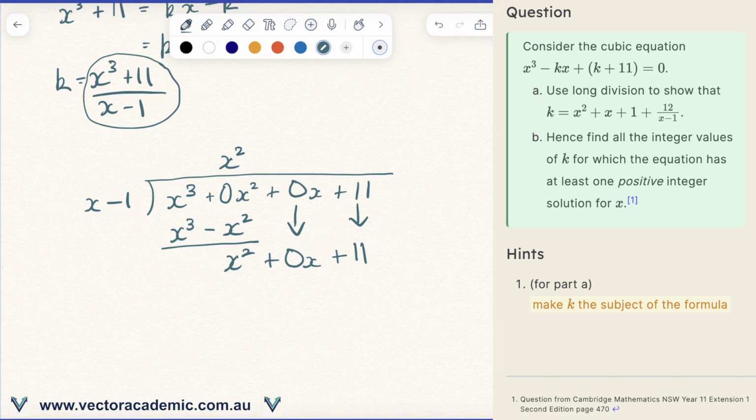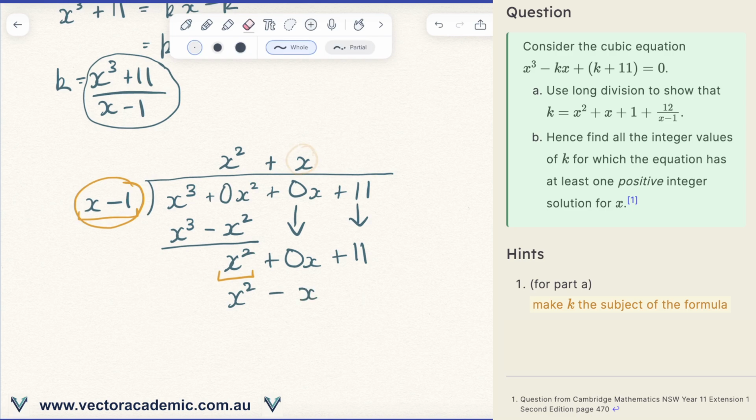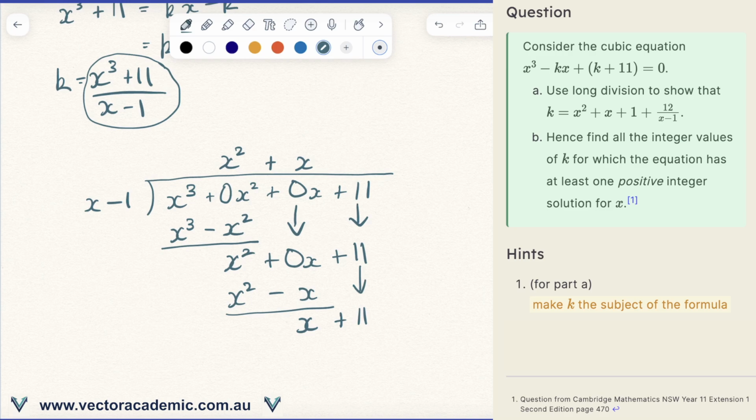And then I'm going to do the same thing. I'm going to say, what do I have to multiply x minus 1 by to get something of degree 2? And my answer is x. So here I say plus x. And now I need to multiply this x by x minus 1. So we get x squared minus x. And when we do the subtraction, we get 0x squared plus x, and then bringing down the 11. So we get x plus 11.